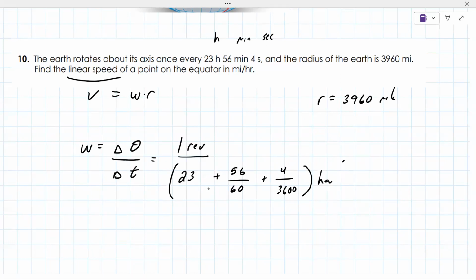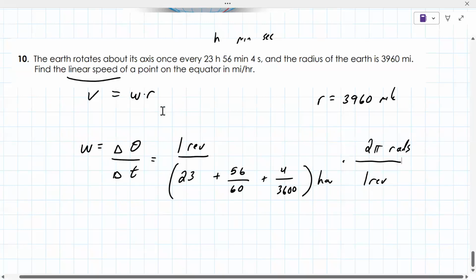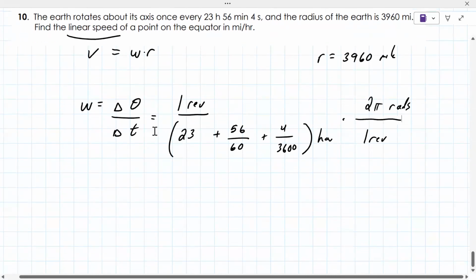Now, what is one revolution? Well, it's 2 pi radians. So that's your W. Once you get your W, use it with your R. So we get this number and then multiply it by 3960. There's your velocity.